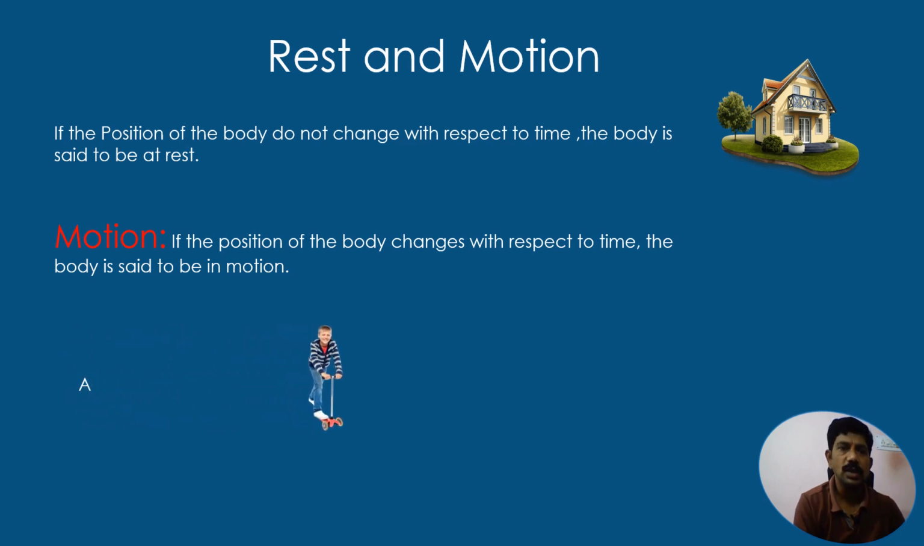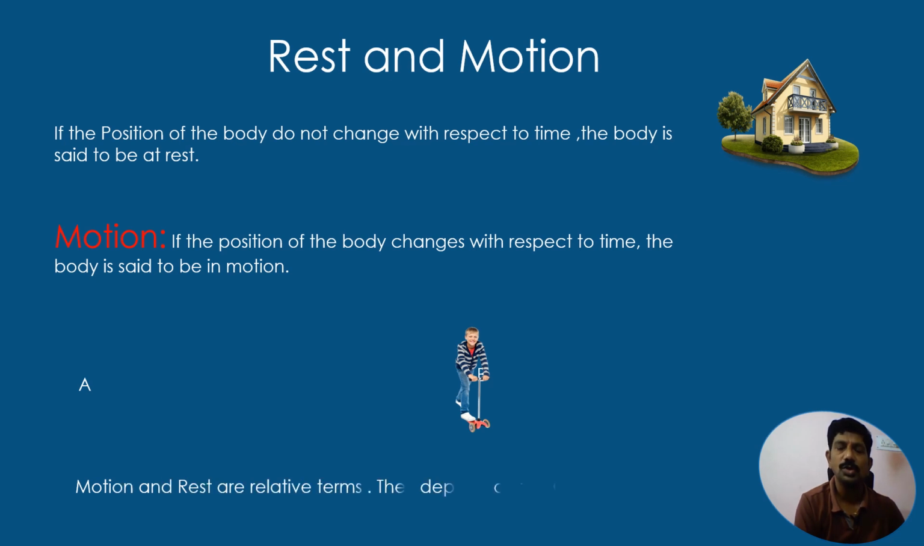Now see this one. Observe this one. The initial position of the boy is at A. After some time, the boy reached this point B. There is a change in the position of the body with respect to the time. So if the position of the body changes with respect to time, the body is said to be in motion. So with respect to the surrounding objects, if the position of the object changes, then we say that the body or the object is in motion.